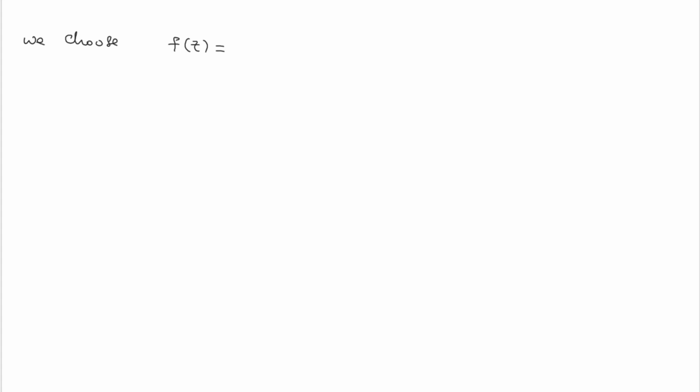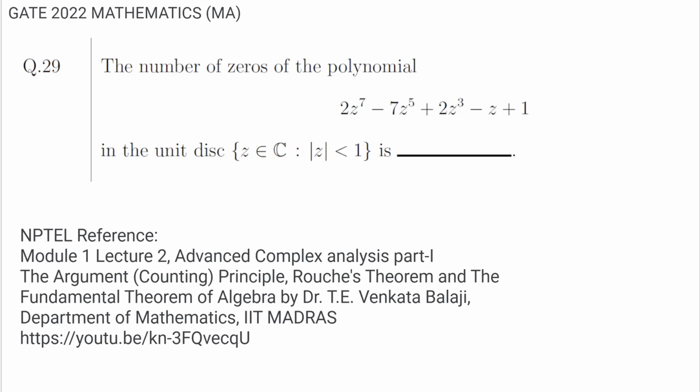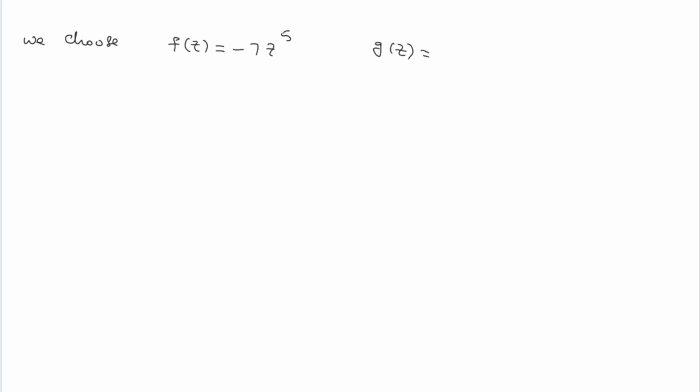So we choose f of z and g of z in such a manner that the condition modulus of g of z is less than modulus of f of z holds on the boundary mod z equal to 1. I'm choosing f of z as minus 7 times z to the power of 5 and g of z as the rest of the polynomial, that is 2z to the power of 7 plus 2z cube minus z plus 1.